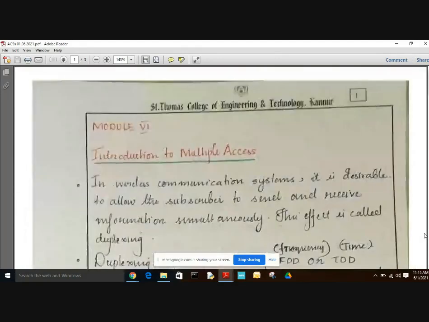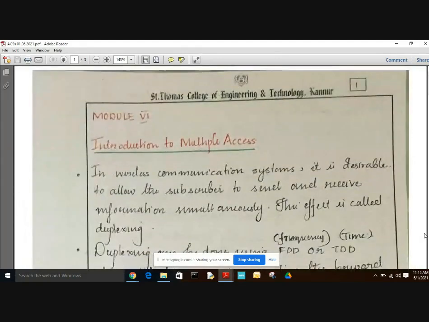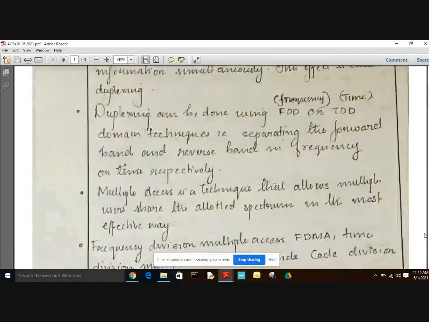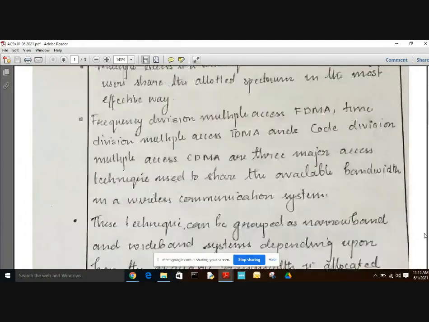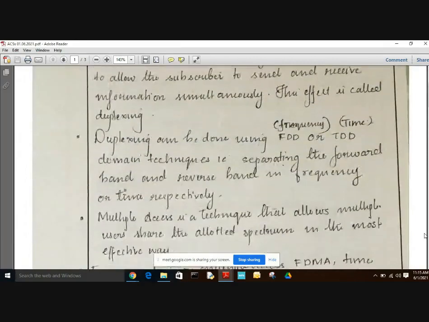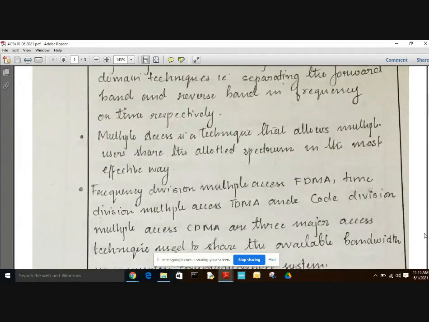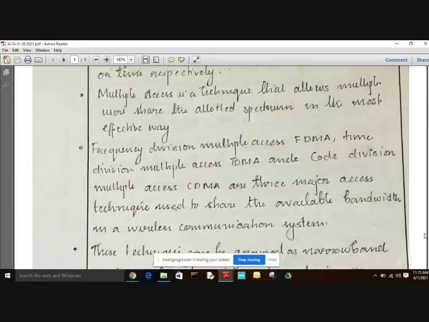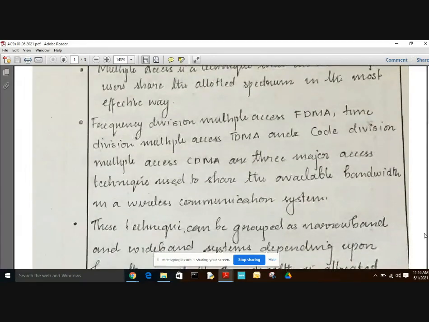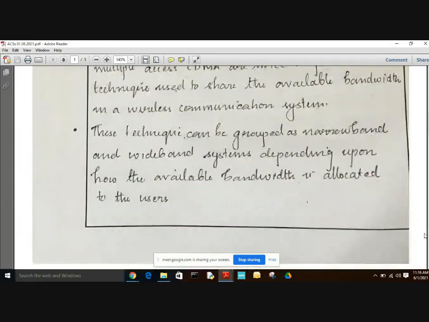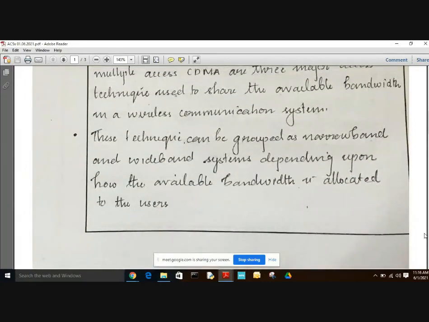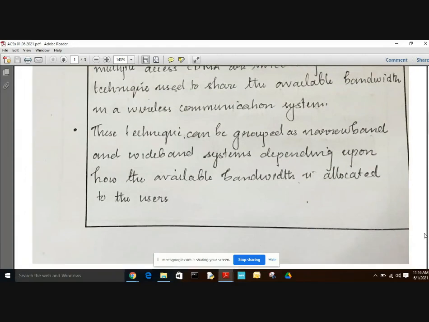So here we have studied the introduction to multiple access. Multiple access techniques allow multiple users to share the allotted spectrum in the most effective way. One is sharing for one user, and in another technique the same channel can be used at the same time. Based on this, we have three categories: FDMA, CDMA and TDMA. And these techniques can be grouped as narrowband and wideband depending upon how the available bandwidth is allocated to the user.